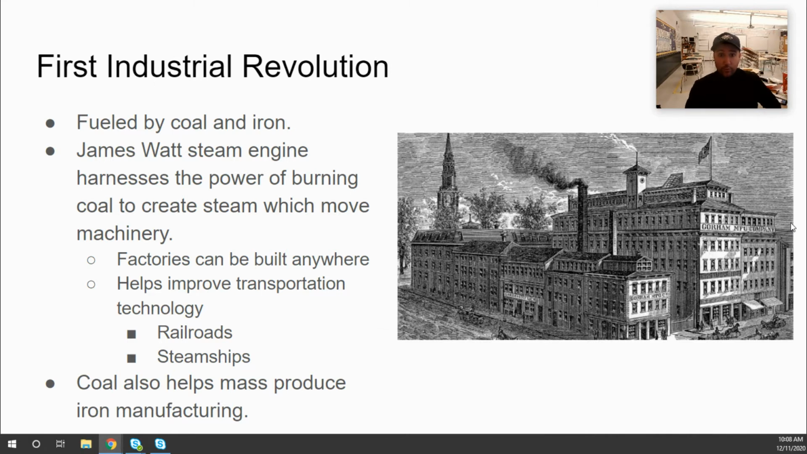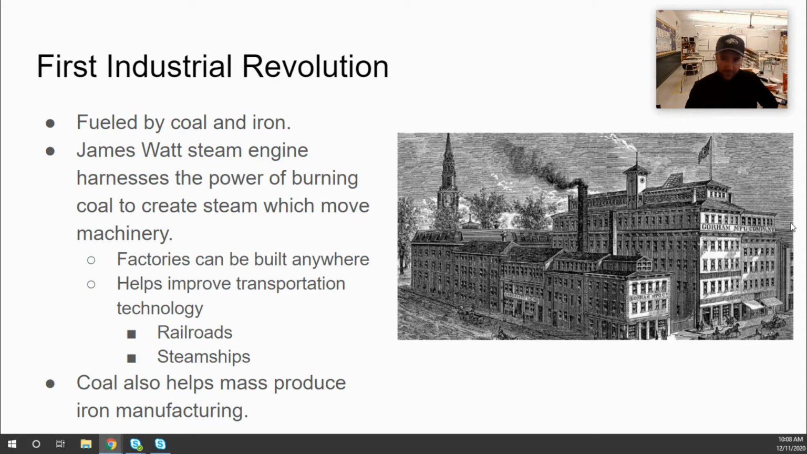And this is really important for lots of reasons. First of all, factories can be built anywhere at this point. No longer did they have to be next to rivers or streams that flowed fast enough to move the mechanisms inside the factory through the catching of a water mill. But now you can build them pretty much everywhere.